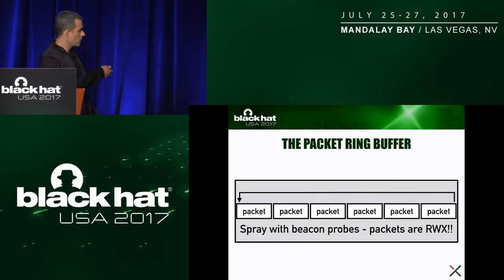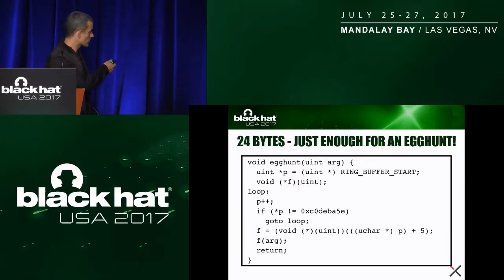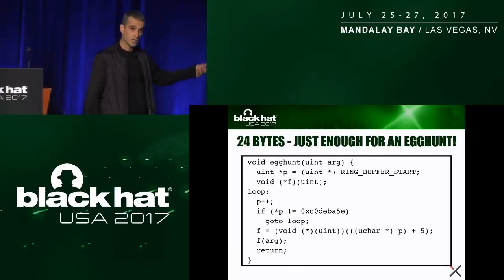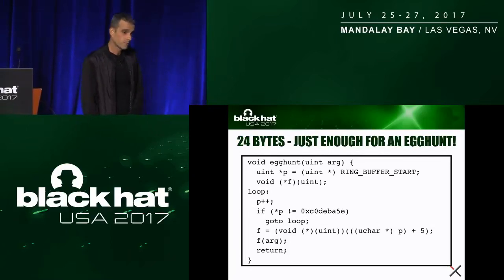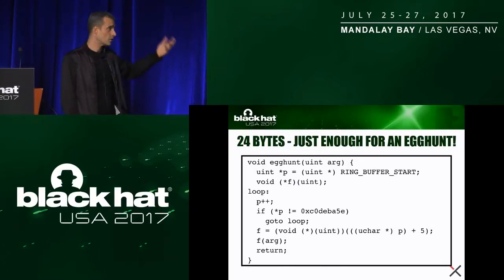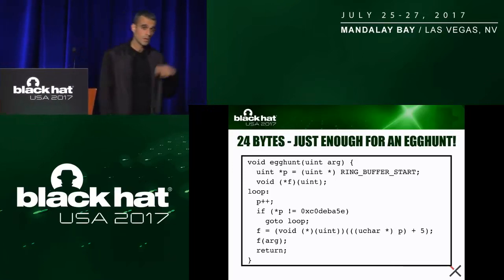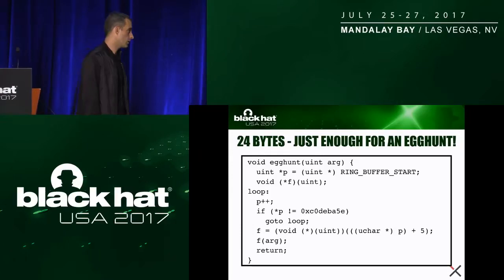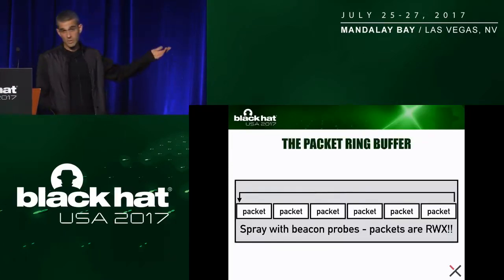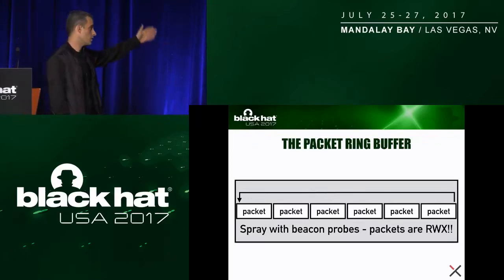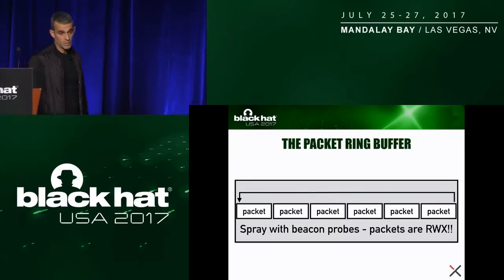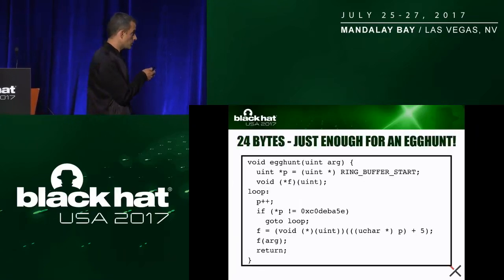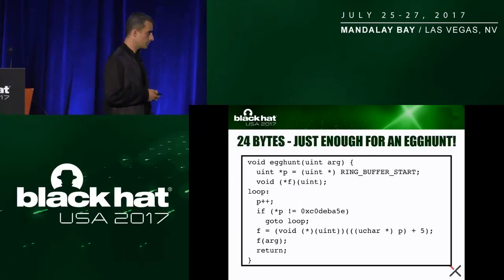Now, the only thing we needed to do now is to write some egg hunting code, again, just like in the good days, which 24 bytes was just enough for that. It runs through the memory, looks for a particular header, and when it finds it, it jumps to it. And in this case, our header was in the ring buffer. Now, a nice thing about the ring buffer is that it's all RWX. So you can basically run code from anywhere you want, also in the ring buffer. So we jump to the ring buffer after finding our code.